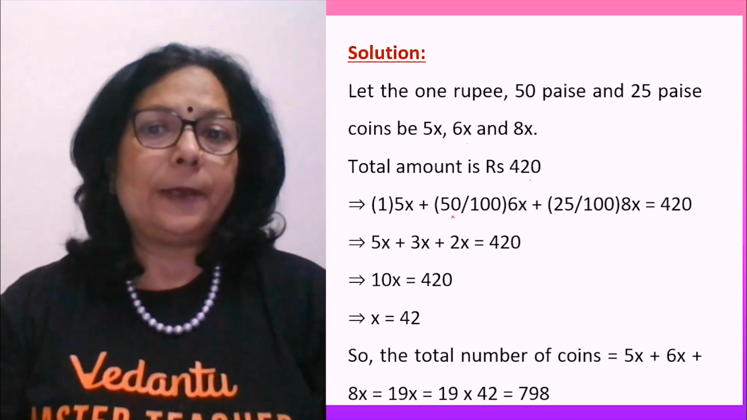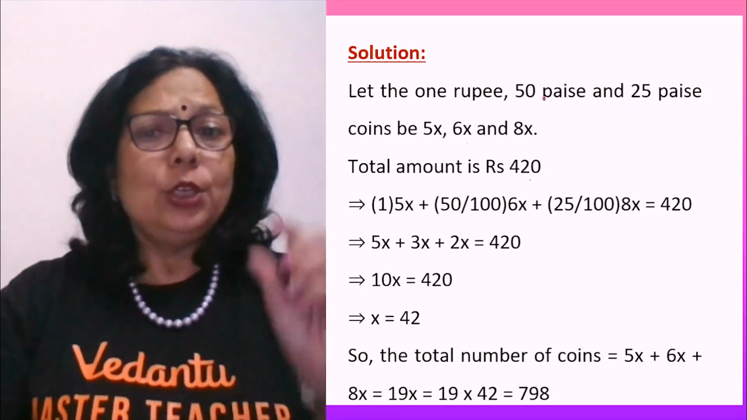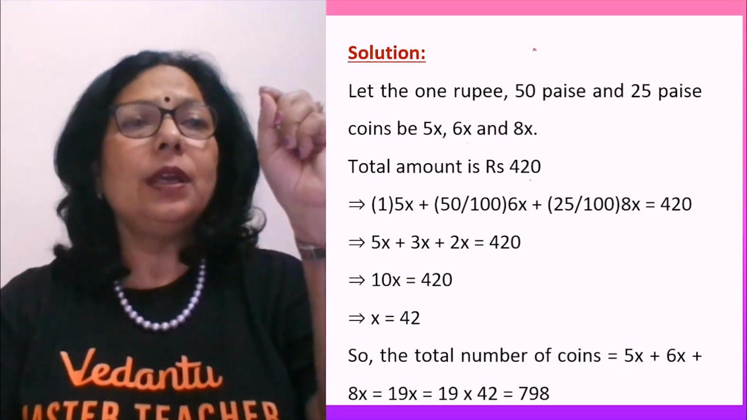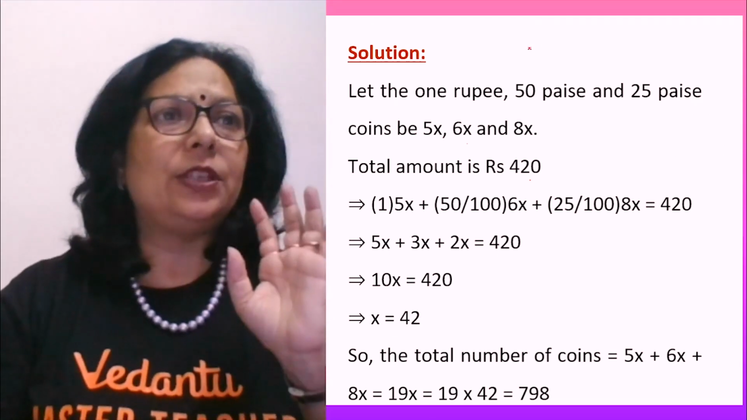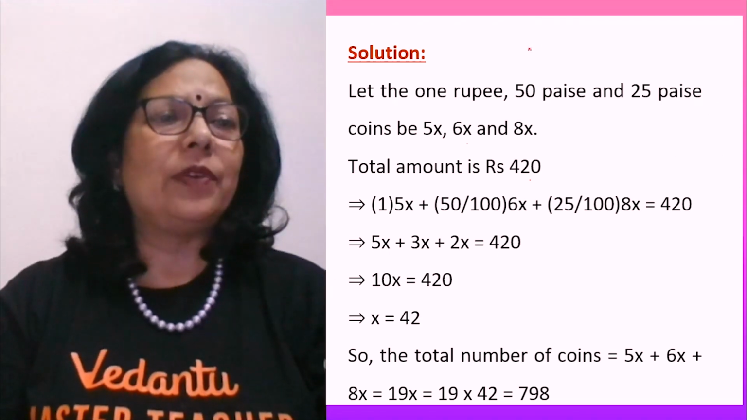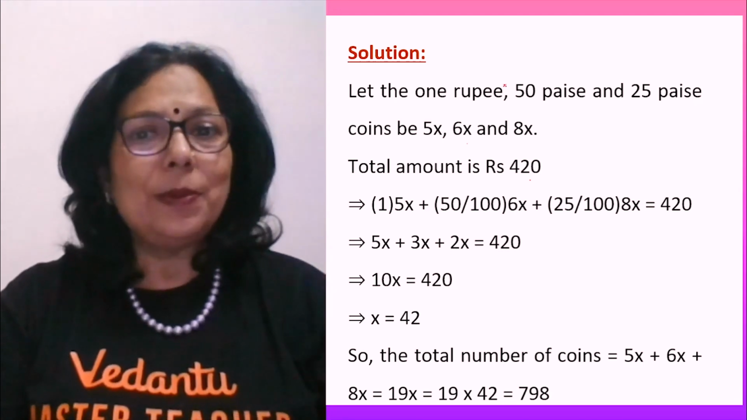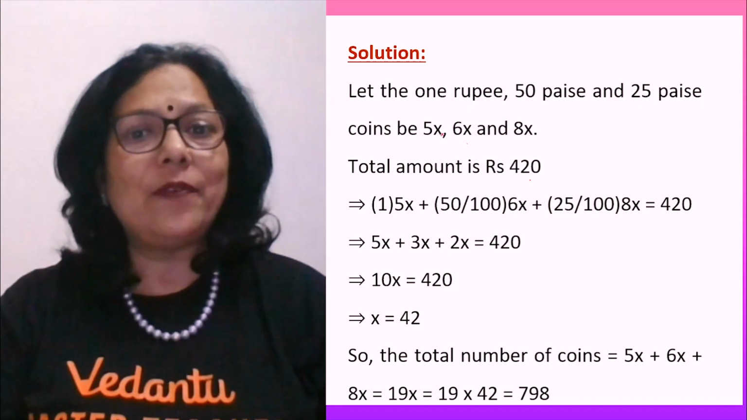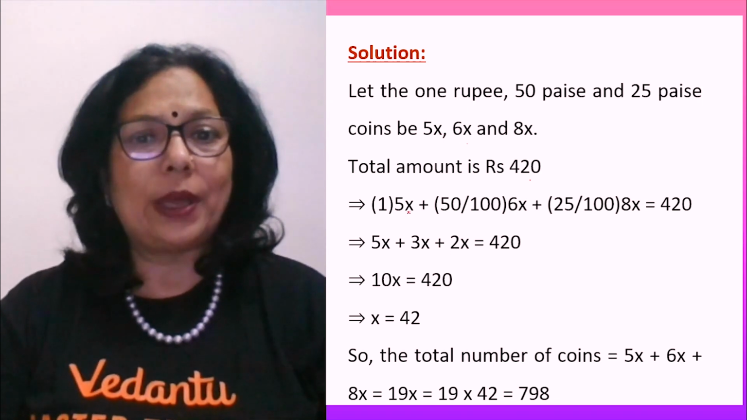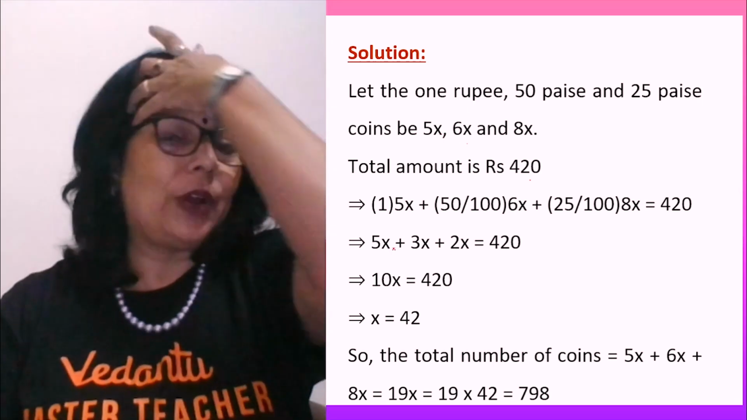Rupees is 420. Now, you see, for example, if you are having 10 coins of 50 paise each, how many rupees are you having? 50 into 10, 500 paise equal to rupees 5. So similarly, if you have 1 rupee coins, 5x of them, then how much money does it make? 1 into 5x, that gives you 5x.